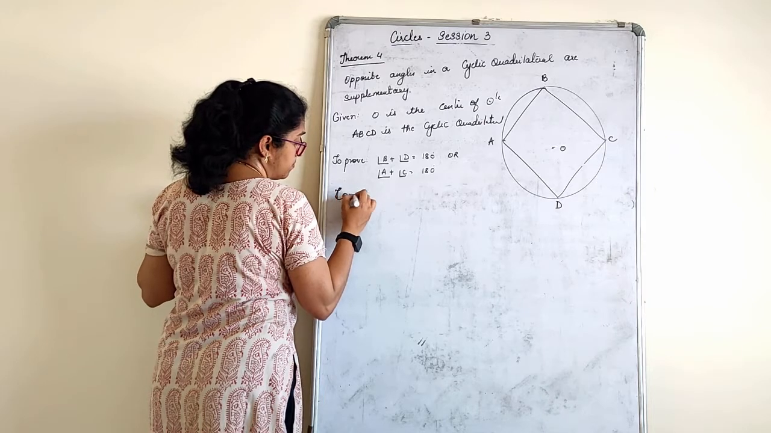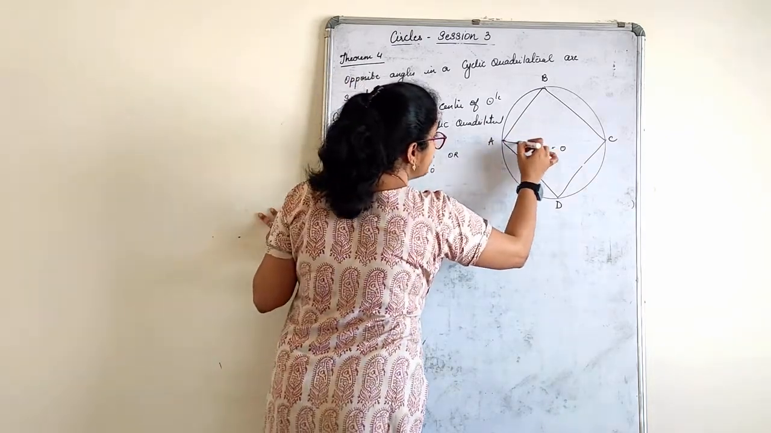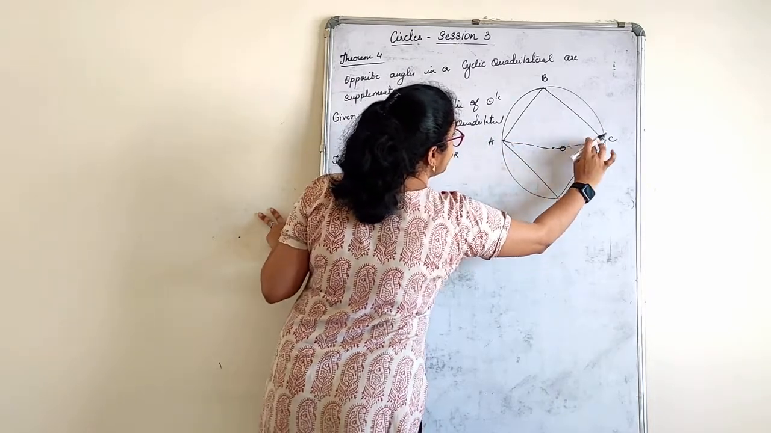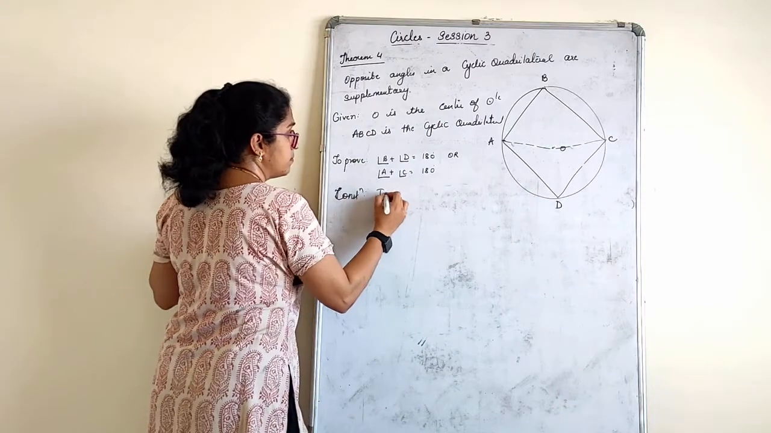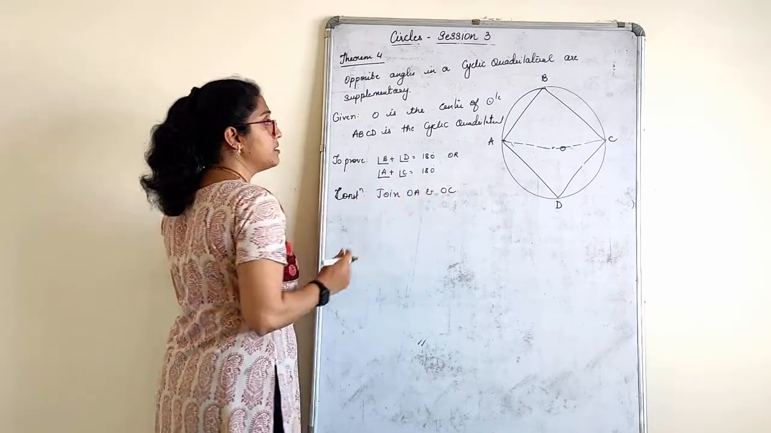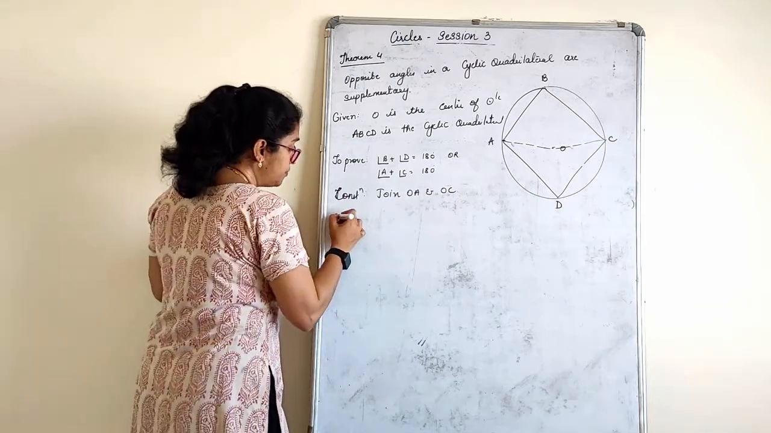Construction. Let us join whichever opposite vertices you want, that particular diagonal part, what we can join here. Join OA and OC. Okay, keep this as it is. Then, proof.